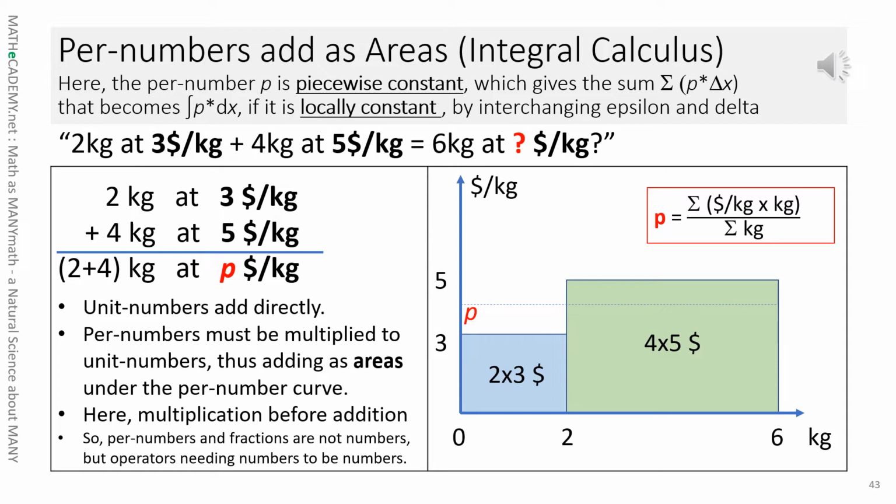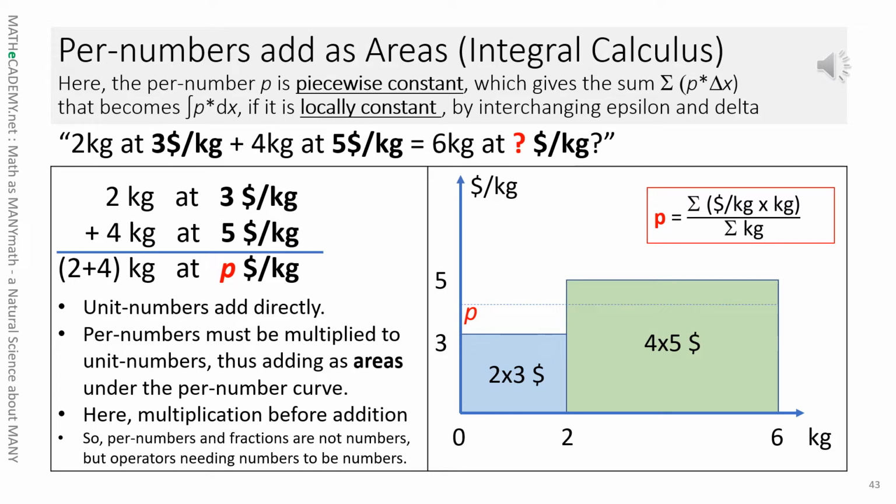We ask, 2 kilograms at $3 per kilogram, plus 4 kilograms at $5 per kilogram, is 6 kilograms at how many $ per kilogram? We see that unit numbers add directly. But paranumbers must be multiplied to unit numbers to be added. And since multiplication creates areas, paranumbers add as areas under the paranumber curve. So, in integration, multiplication comes before addition. Therefore, paranumbers and fractions are not numbers, but operators, needing numbers to become numbers.